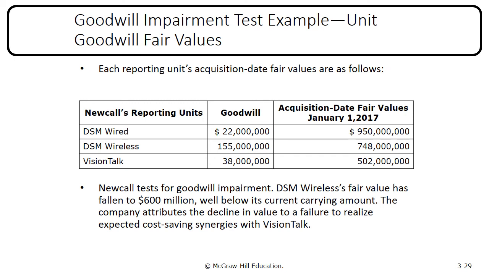DSM wireless fair value has fallen to 600 million. So at acquisition, it was at 748 million. Now it's at 600 million, well below its current carrying amount. The company attributes the decline in value to a failure to realize expected cost saving synergies with Vision Talk.